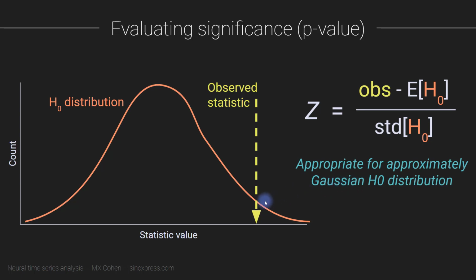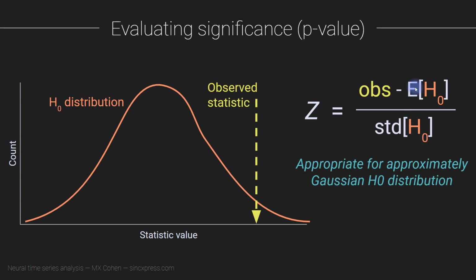It doesn't have to be a perfect, exact mathematical Gaussian distribution, but this formula is valid only for null hypothesis distributions that are roughly Gaussian distributed. Why is that assumption important? That assumption is important because this z score is only a sensible formula if the null hypothesis distribution H-naught is itself roughly Gaussian.